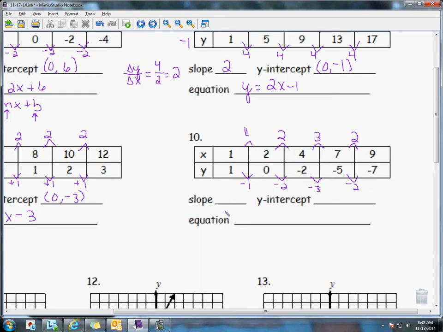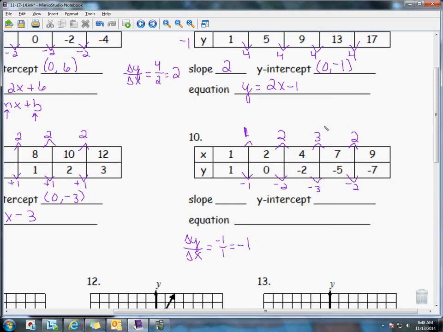What I'm going to do though right here is write out change in y over change in x. And it doesn't matter what you pick. So let's say I pick this first part. My change in y is a negative 1. My change in x, that's a positive 1. So negative 1 over 1 is just negative 1. You can pick any of it.